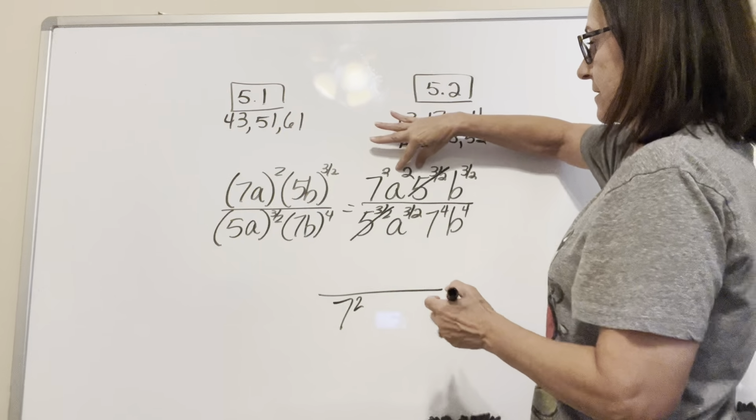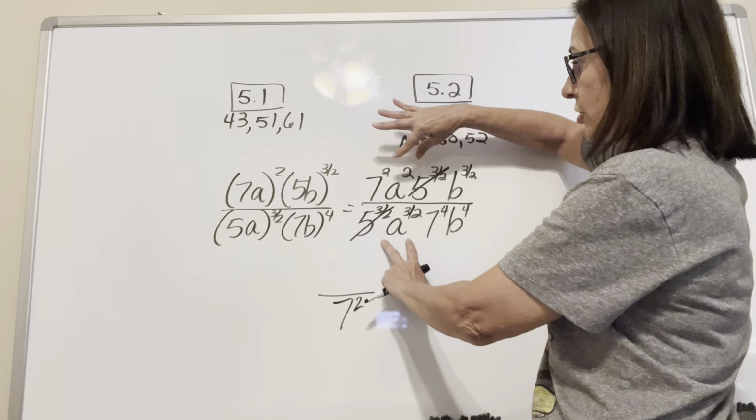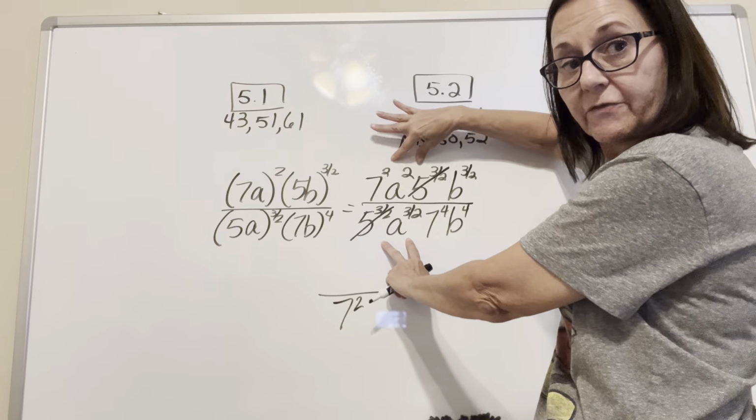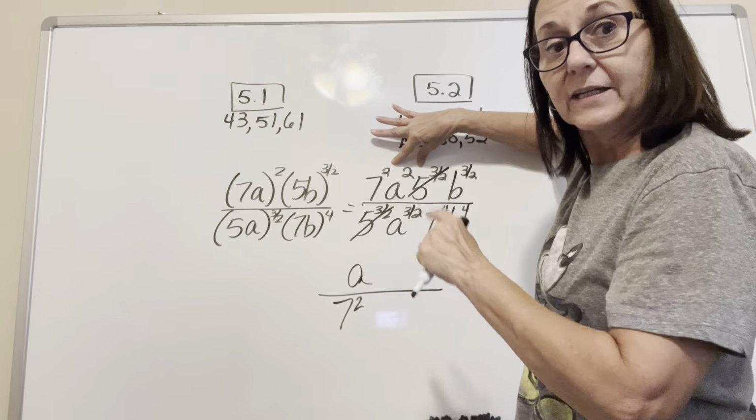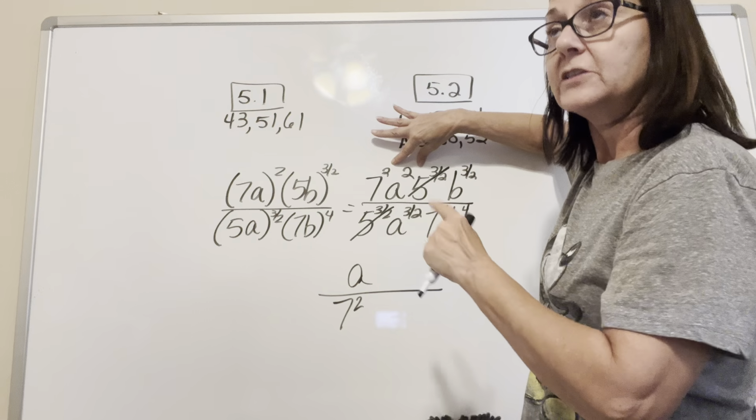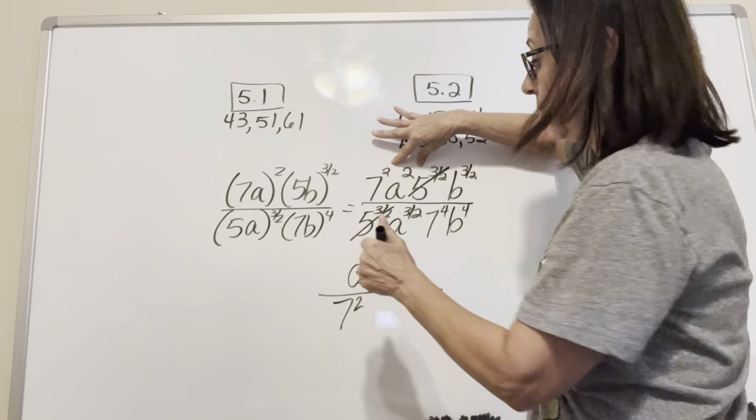I look at my a's. 2 and 3 halves. 2 is bigger than 3 halves. I'm moving it to the denominator. So it's going to be a, 2 minus 3 halves. That's 2 minus 1.5. That leaves me 1/2.